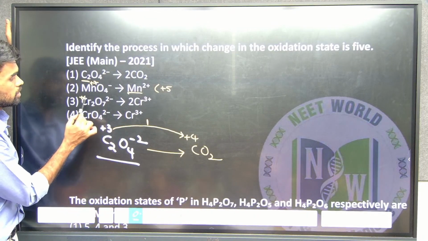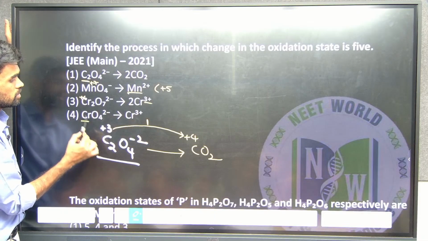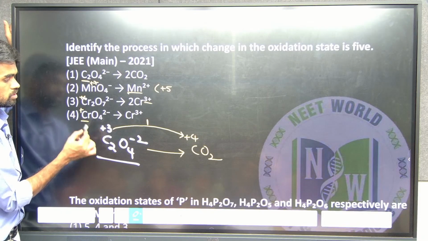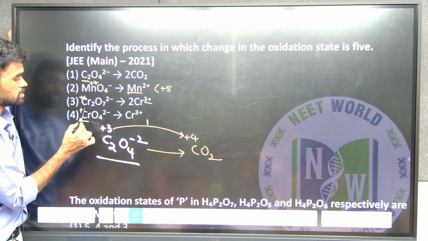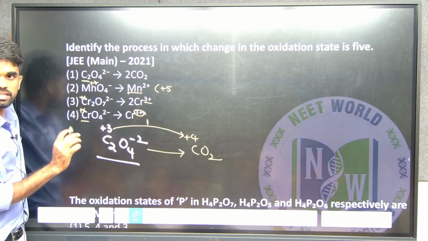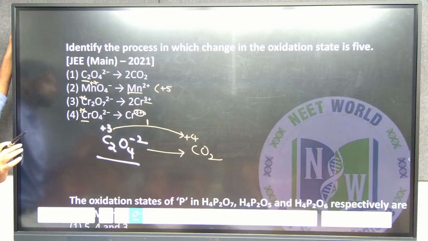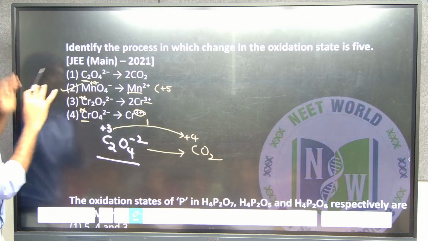6 is converting into 3. For this one, if you calculate, you will get 6. 6 is converting into 3. This is fine now. Okay, what is our answer? For this question, the discussion is over.